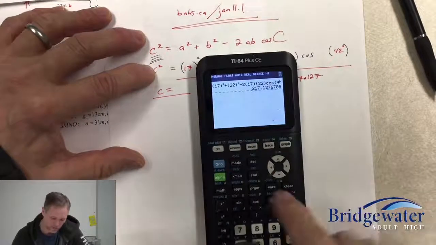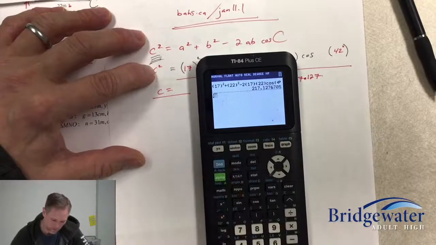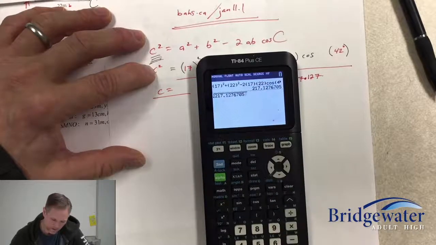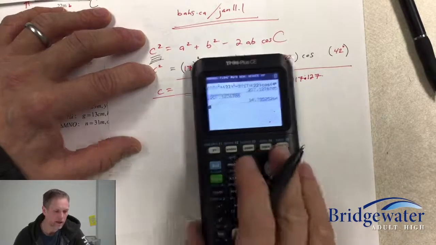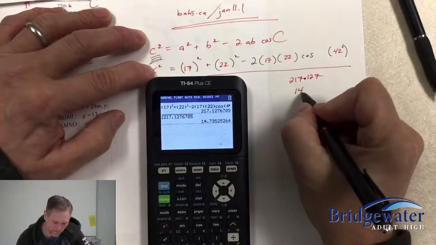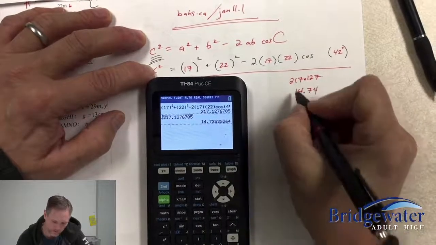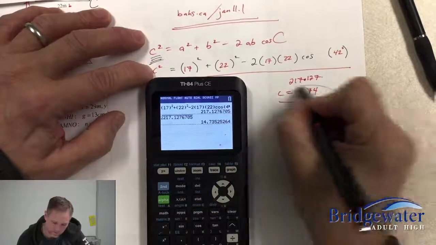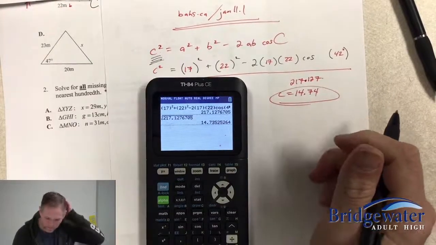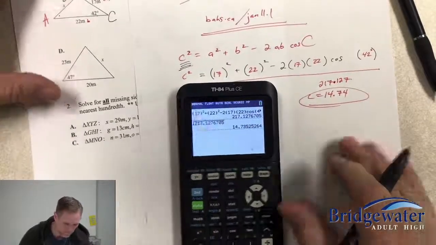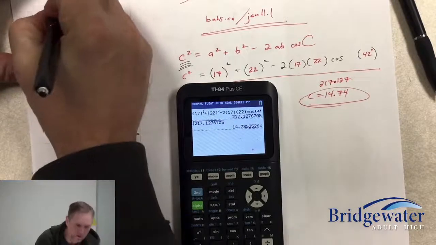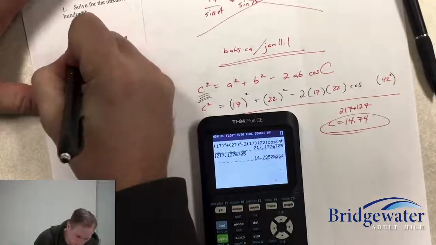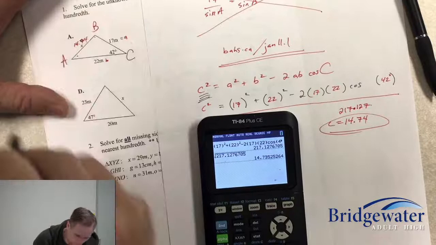So how do you get rid of a square? You go second function square root, and then you scroll up, you highlight that. And the real answer, rounding it to two decimals, is 14.74, that's equal to c. The c value is 14.74. So over here, this is 14.74.